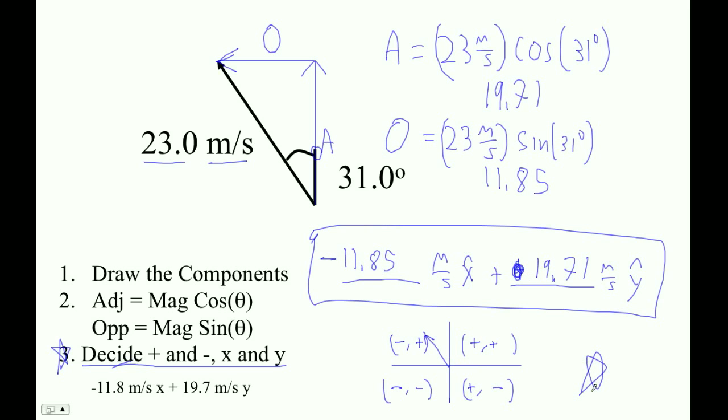Okay? I'll do more examples. Do as many examples as you need to be confident about doing this. This is the hardest vector skill.